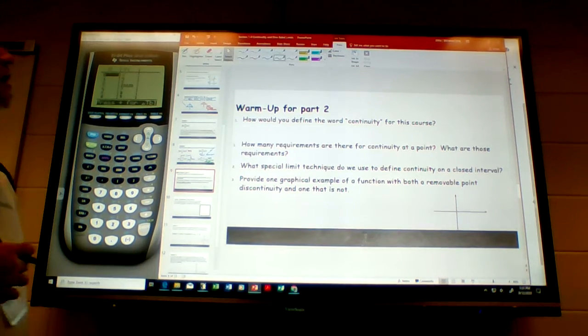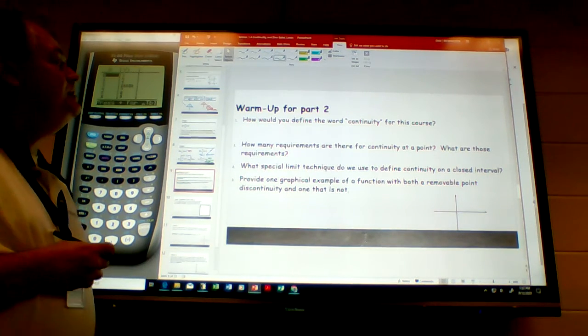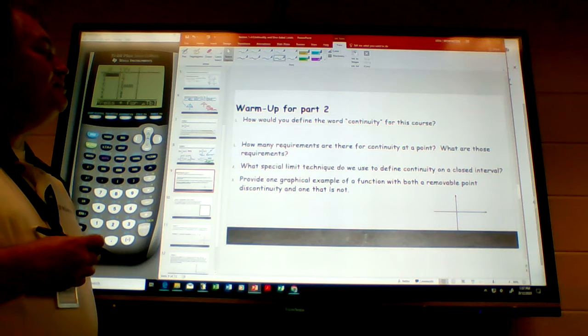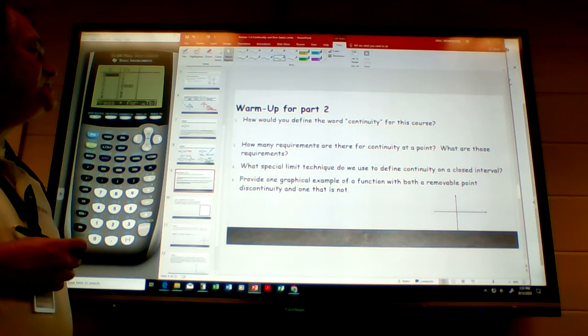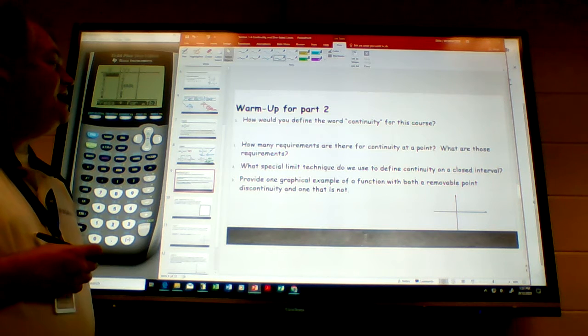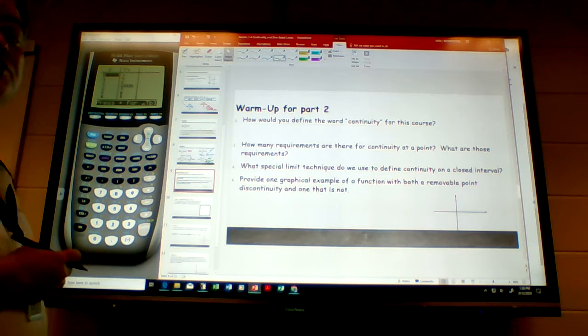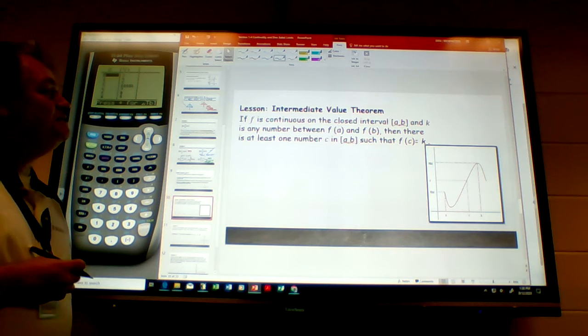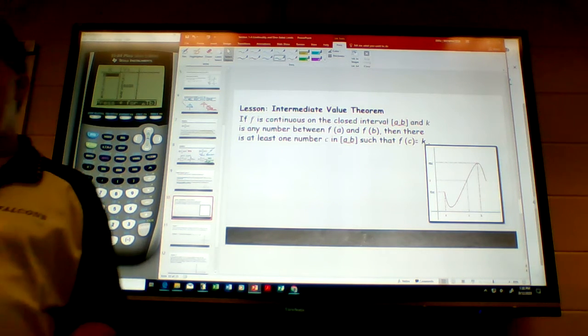On your own, you can say, how would you define the word continuity for this course? How many requirements are there for continuity? What's a special limit technique? And provide one graphic example. You can do that stuff on your own. We're going to talk next about what's called the intermediate value theorem.